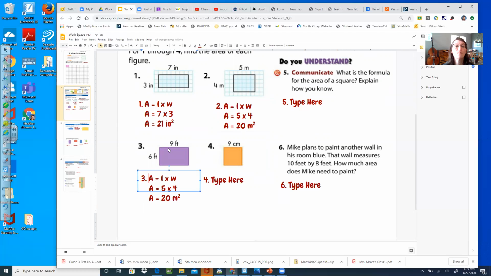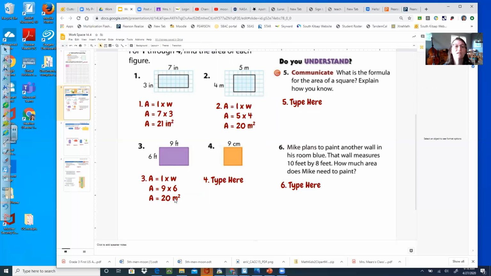So I still have the same formula. My numbers are not the same. I need to change my numbers, 6 and 9. So my length is 9. Let's make that a 9. My width is 6. I'll make that a 6. Now 9 times 6 definitely is not 20, and it's not 20 feet. So I need to change my label.